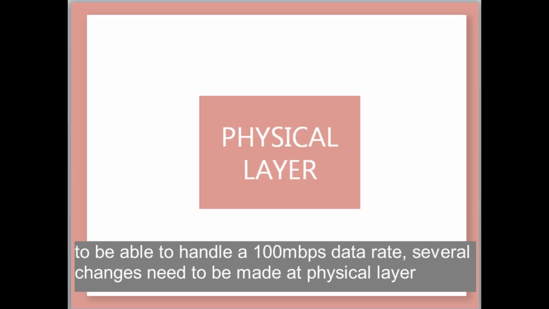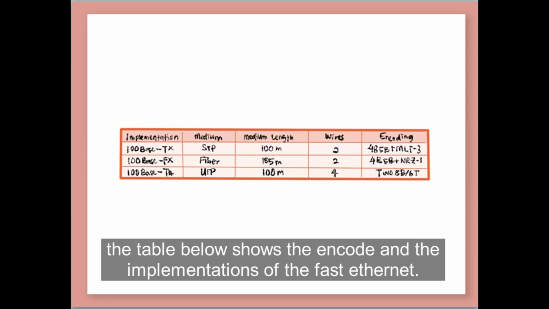To be able to handle a 100 megabit per second data rate, several changes need to be made at the physical layer. The picture and table below show the encoding and the implementation of fast Ethernet.